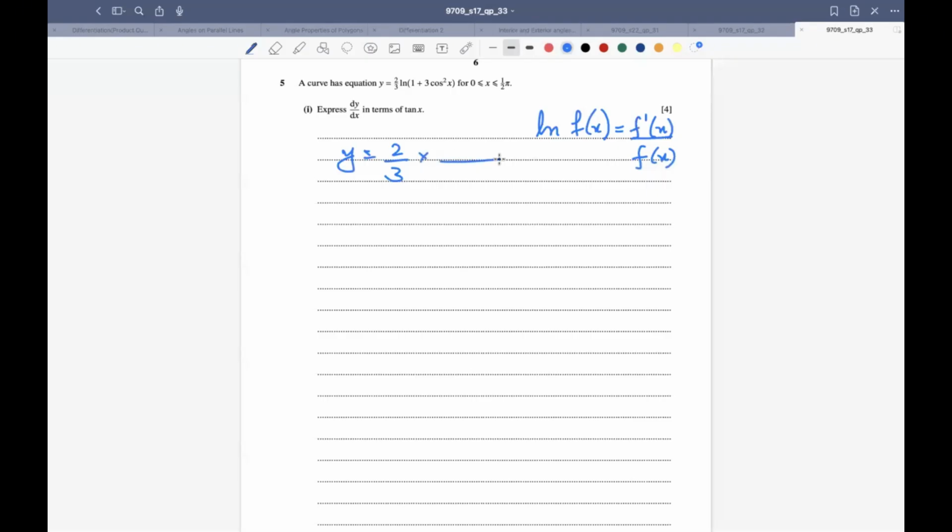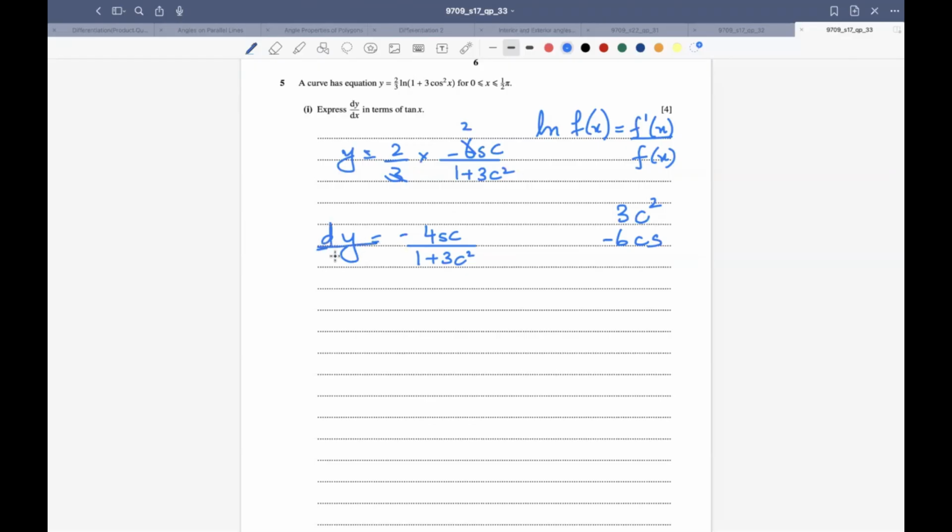So we will get 1 plus 3 cos squared of x in the denominator, and in the numerator, the derivative of 1 plus 3 cos squared. The derivative of 3 cos squared will be 2 times 3, which becomes 6 cos, and the derivative of cos is minus sine. So that will become minus 6 cos sine. We'll cancel this and this will become dy/dx equals minus 4 sine cos upon 1 plus 3 cos squared. Now we have to give the dy/dx.